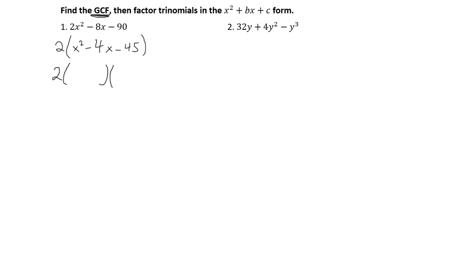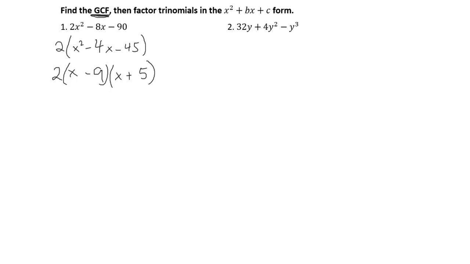So we need to factor it into the two binomials. And so this is a multiple of 5. And so I'm going to always try that multiple of 5 first. And we get x minus 9, x plus 5. Negative 9 times 5 gives you negative 45. Negative 9 plus 5 gives you negative 4 in the middle.